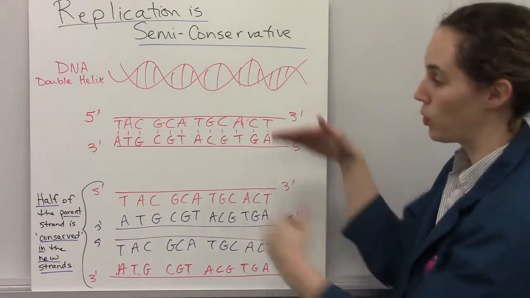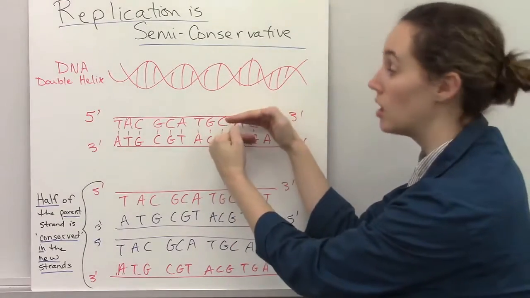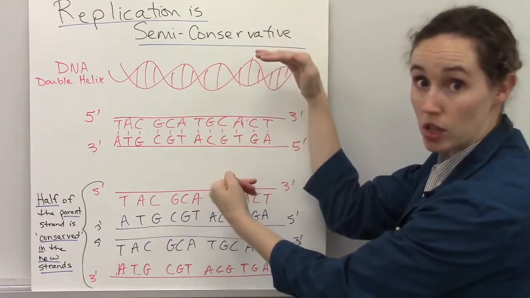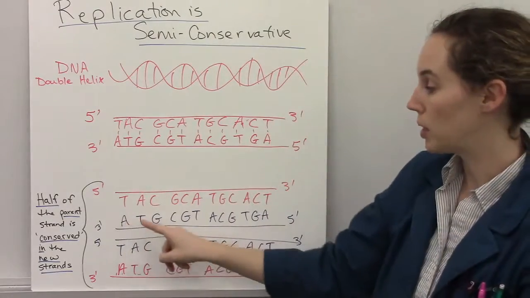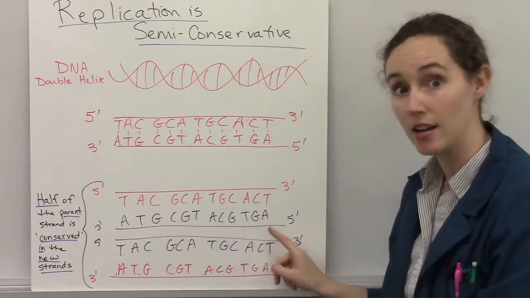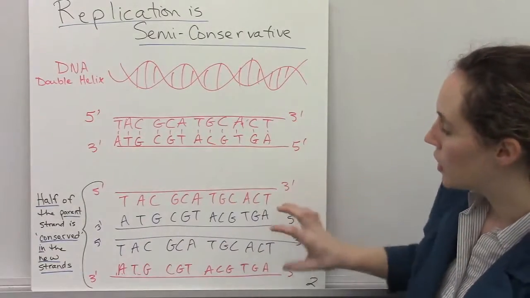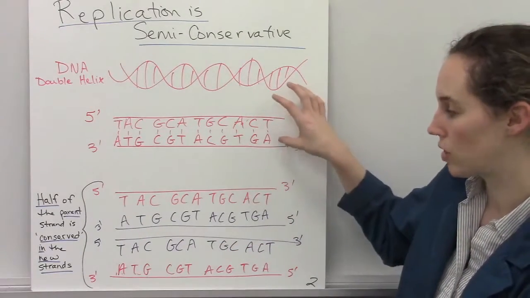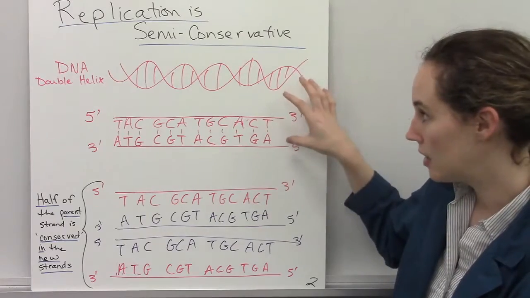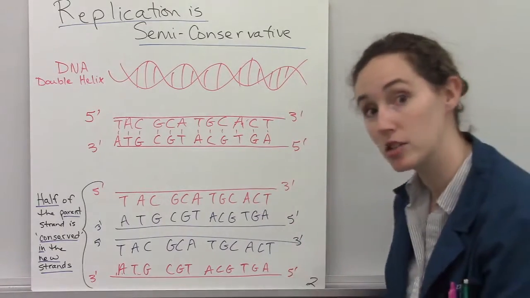And so during DNA replication, these strands break apart from each other. New nitrogenous bases, complementary bases, are added, and now you have two new strands that are genetically identical to the parent strand, and they have half of the parent strand in them.